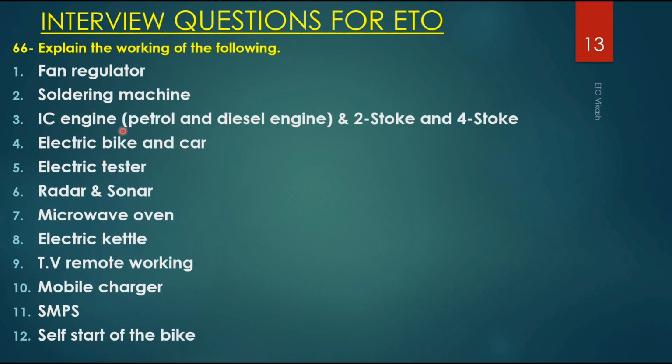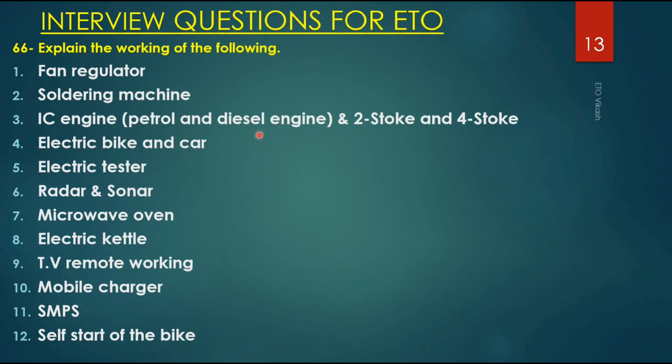An IC engine, like a petrol and diesel engine, 2 stroke, 4 stroke. In petrol and diesel, the main difference is that in a petrol engine we are using the spark plug. A petrol engine is your bike engine, you are using the spark plug. But in a diesel engine, like in a truck, we are not using the spark plug. There will be a fuel injector.